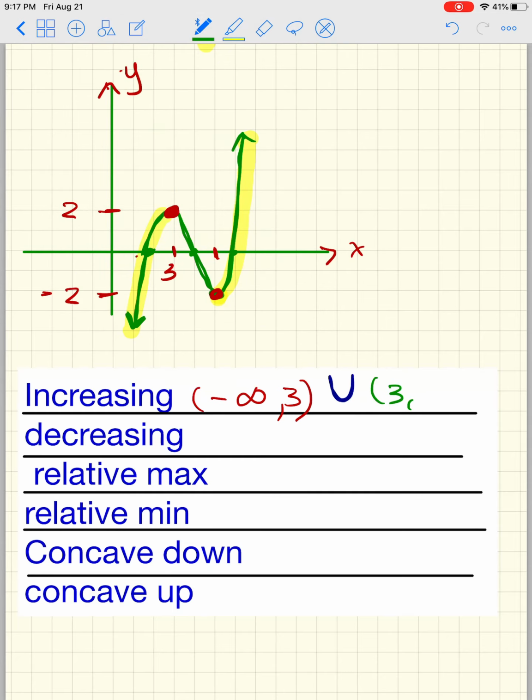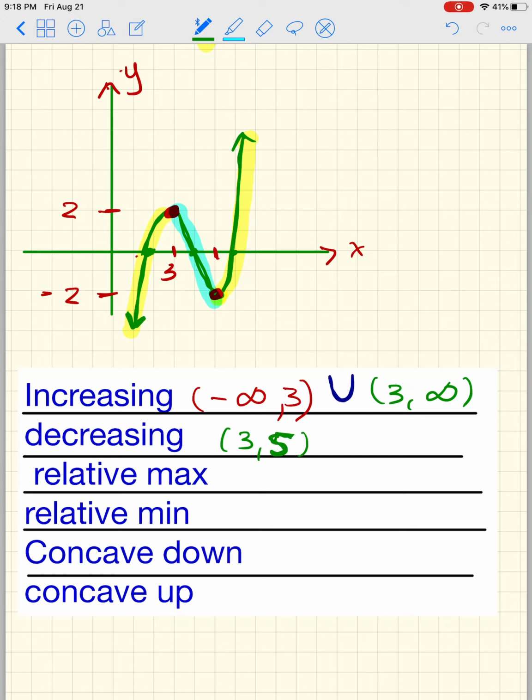And we're going to do 3 to infinity, okay? So those are my two answers. And now where's it decreasing? I hope you guys guessed right. It's decreasing from 3 all the way to 5, right? So we're going to do 3 to 5, okay?